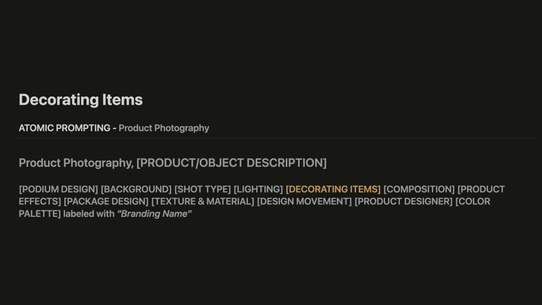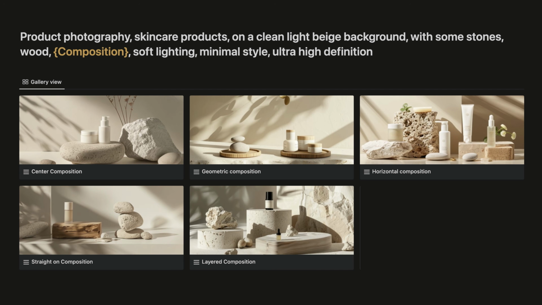Composition involves the arrangement of all elements in the image, including the product, decorating items, and background to create a visually pleasing and balanced photograph. By the way, geometric composition means dividing the canvas into smaller parts and using these divisions to arrange the visual elements. Horizontal composition allows us to place all products on top of an imaginary line. As a note, Midjourney does not always bring consistent results for these composition types, so you need multiple rerolls.